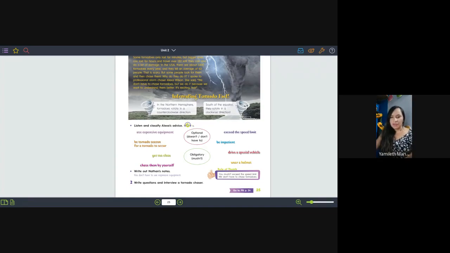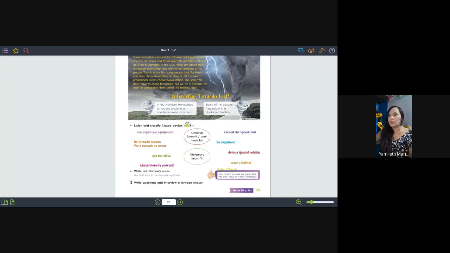Then we have in here, write out Nathan's note. You don't have to use expensive equipment. These are some sentences you are going to take into account related with the audio. Well, we are going to continue with our practice book in this moment. So everyone, close your student's book and now open your practice book.